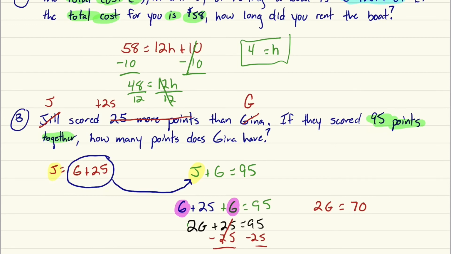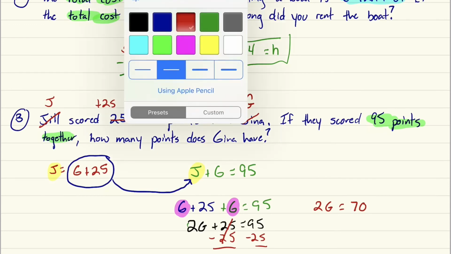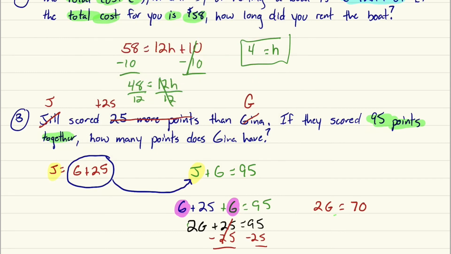So now, last step, divide both sides by 2, and g is equal to 35. And it asks me, how many points does Gina have? Well, Gina has 35 points. And we're able to solve that problem. Now, I completely understand that that last example was a little more complicated. Let's take another look at it really quick.